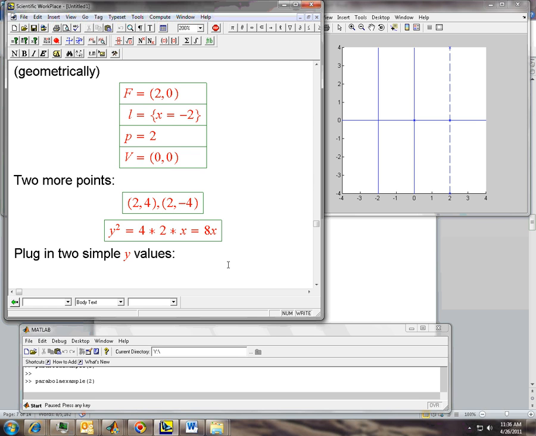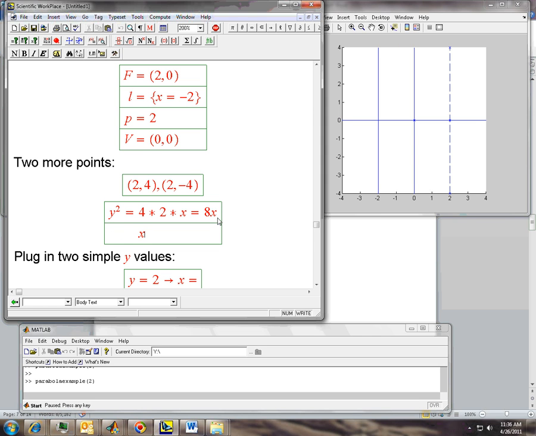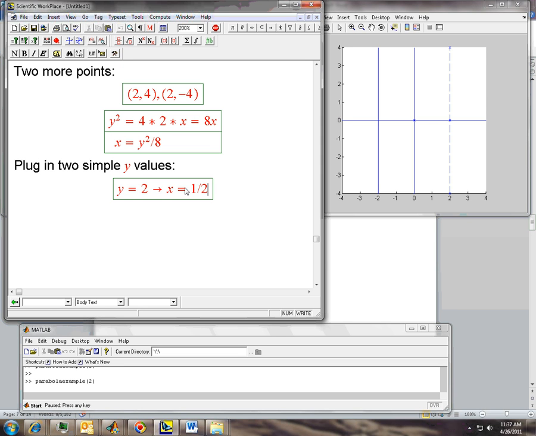And let's say, looks to me like y equals plus or minus 2 is pretty good. Y equals 2 is going to give you x equals, so that's going to be 4 over 8. Let's just go ahead and solve this for x. X equals y squared over 8, and so that's going to be x equals 1/2. That's a nice 2, 1, or 1/2, 2.